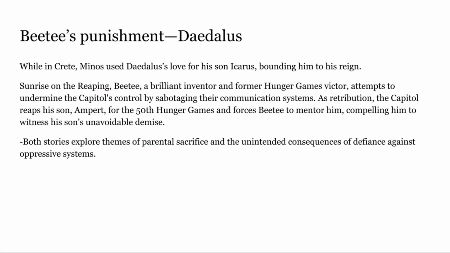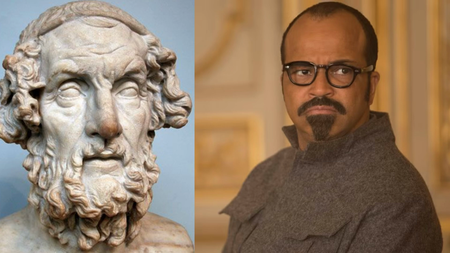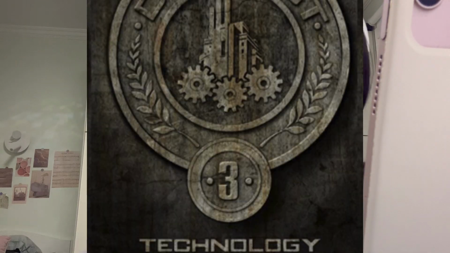From The Ballad of Songbirds and Snakes, there's this thing that I see, which is Beetee's punishment. And I kind of see Beetee as Daedalus, with both being geniuses. And if I were to place Daedalus in a district, come on, let's just be honest, he's in District 3 for sure.